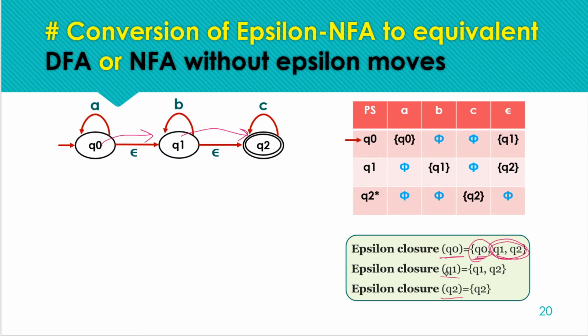In the same way, from state Q1 we will have Q1, and we also have a null move to state Q2, so Q2 will also be included. From state Q2 we have no further null move, so only Q2 will be included, because being on a state means we are on that state even without reading an input symbol. So epsilon closure will also include that state in the closure.